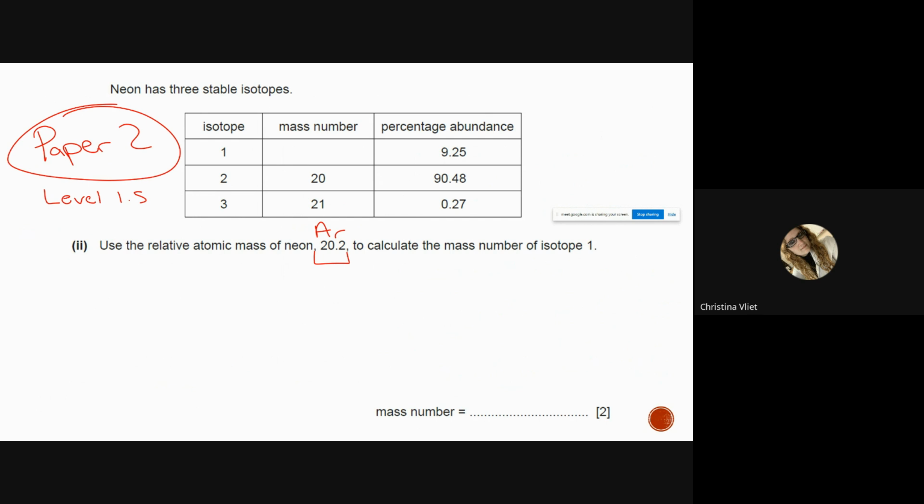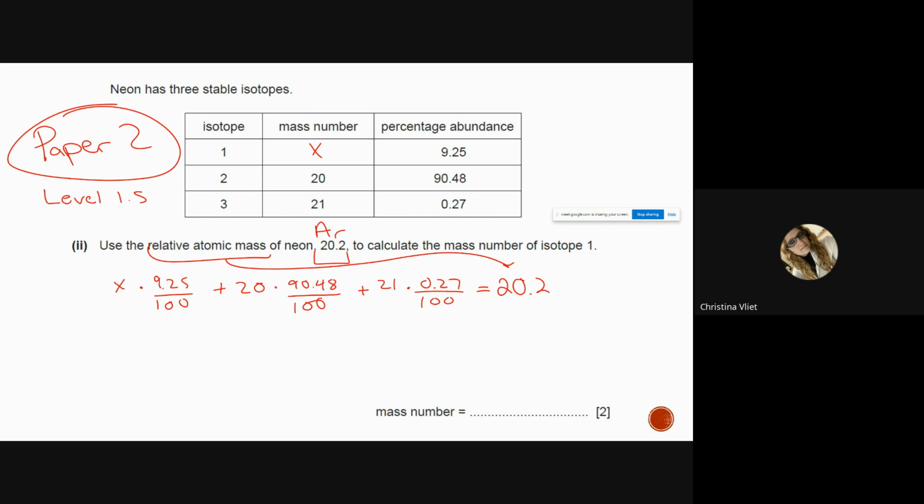The way we would go through this is our first mass we would call x. So this would be x times 9.25 divided by 100. So far following me? Then I would do 20 times 90.48 divided by 100. Then 21 times 0.27 divided by 100. And then I equal all that to what? 20.2, because they told us the relative atomic mass is 20.2. So this time, you're not solving for the final amount, you're solving for one of the masses.